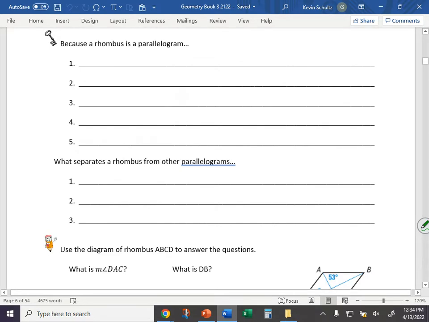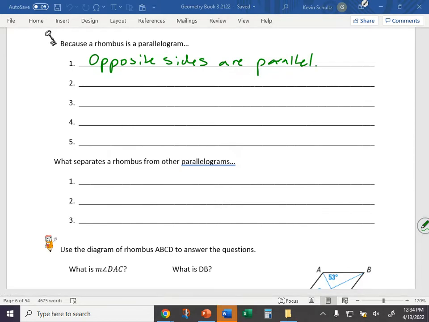Okay, so we know that for a rhombus, opposite sides are parallel, as is true with all other parallelograms. We also know that opposite sides are what? Congruent. Okay. We know that, what else? What else is true about a parallelogram, therefore, is true about a rhombus?